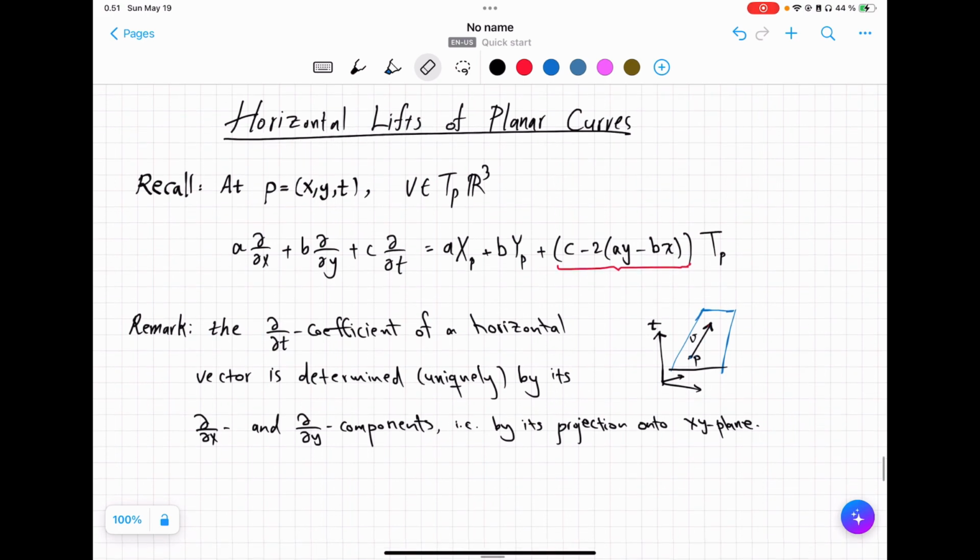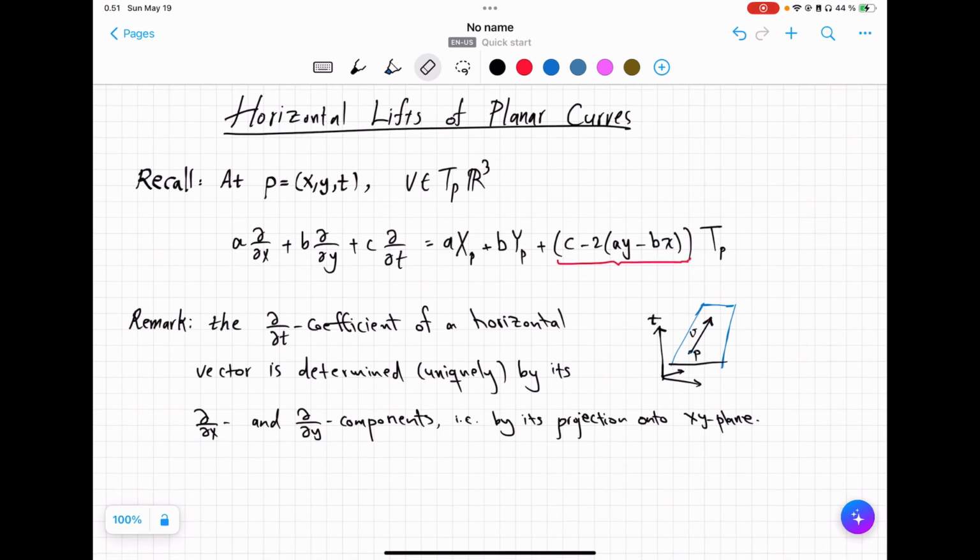An important recall that I have to make is that at a given point P, we can write any vector in both coordinate systems, the standard ijk, and also the coordinate system given by the horizontal vectors X, Y and the complementary one, T. And the coefficients correspond very nicely. Indeed, the partial x, partial y components exactly correspond to the x and y coordinate components on the other system. And the third component is exactly calculated in terms of the others.